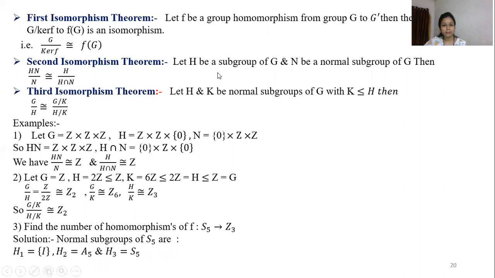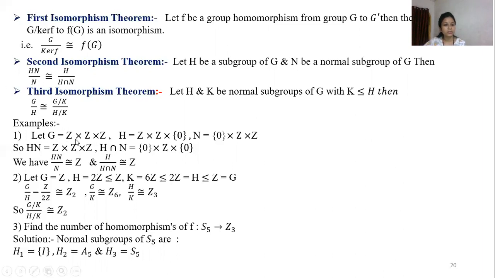Second isomorphism theorem: let H be a subgroup of G and N be a normal subgroup of G. Then the quotient group HN upon N is isomorphic to H upon H intersection N. This is the third isomorphism theorem: let H and K be two normal subgroups of G, with K a subgroup of H. Then G by H is isomorphic to G by K divided by H by K. Let us go with examples of these three theorems.